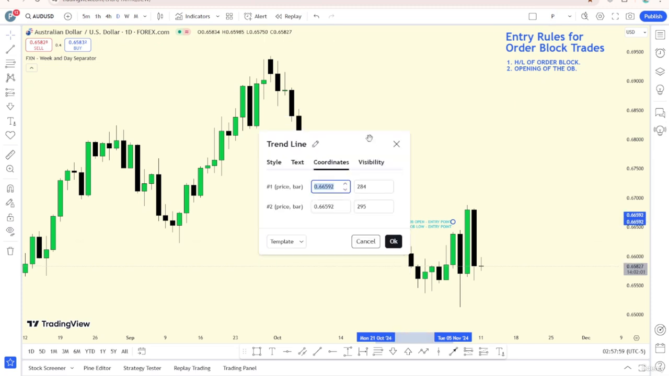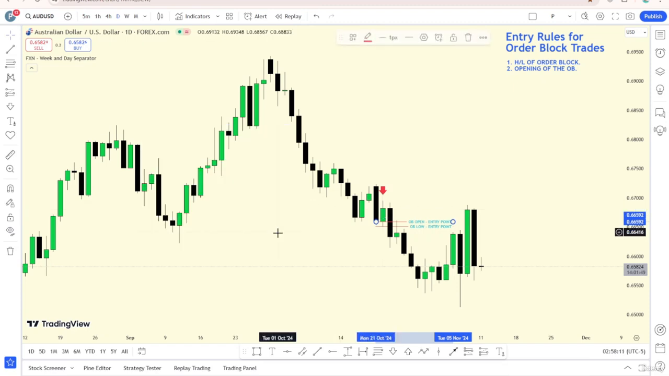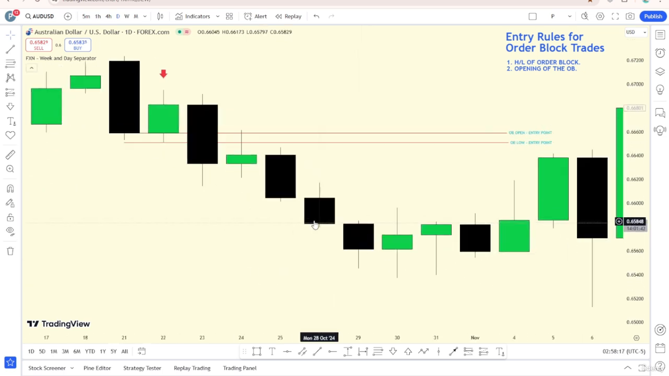So let's get the exact opening of that candle. I'm looking at the opening here. The exact open is 0.66592. So that is our opening. Those are the two entry points. You can see if I zoom in, the market actually got to both of those two entry points. We have the low of that candle and the opening of that candle.